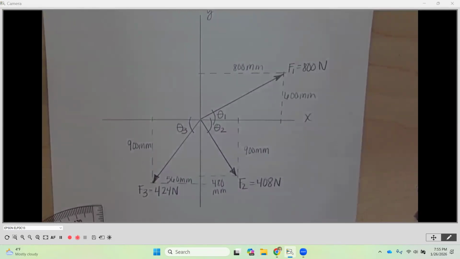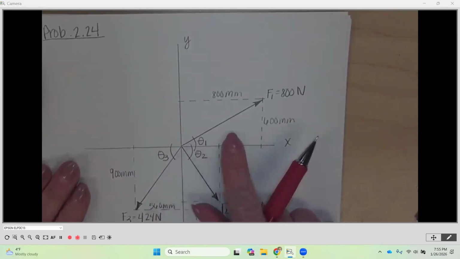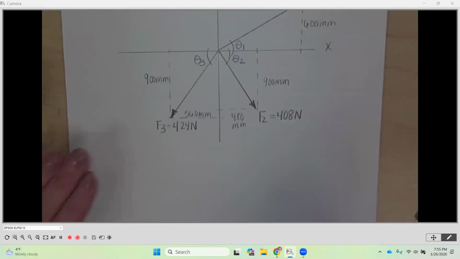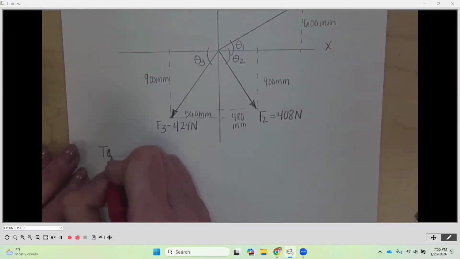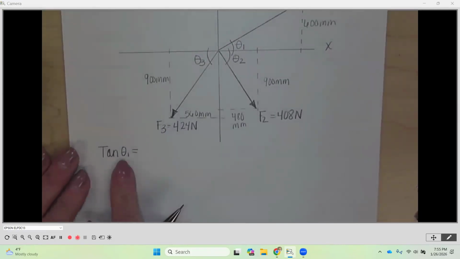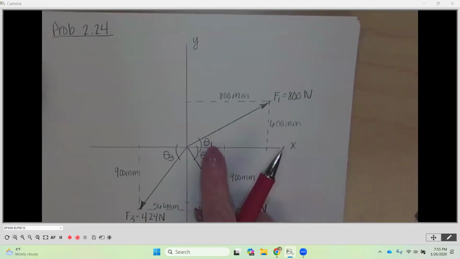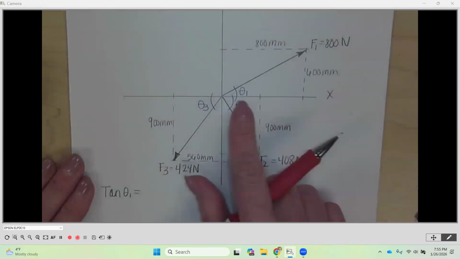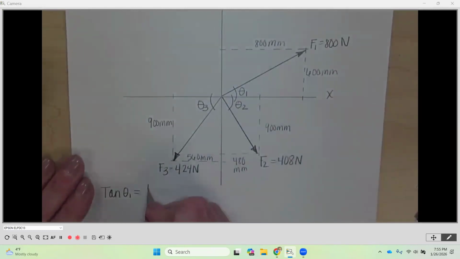So now we want to calculate each one of those angles. Looking at theta 1 to start, the position of theta 1. If we go side opposite and adjacent, notice we can use the tangent function to find theta 1. So tan theta 1, make sure you put the 1 up here, is going to be equal to the side opposite, 600 millimeters, divided by the side adjacent, which would be parallel down here. So it's going to be 600 millimeters divided by 800 millimeters.